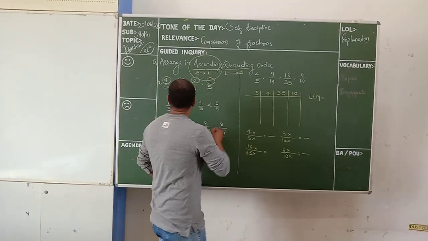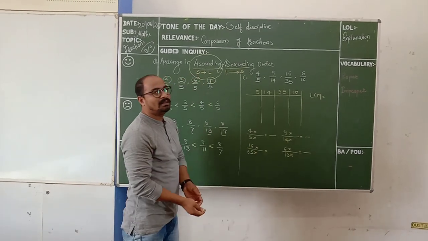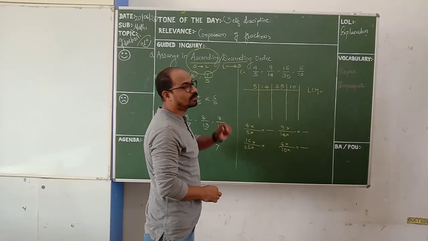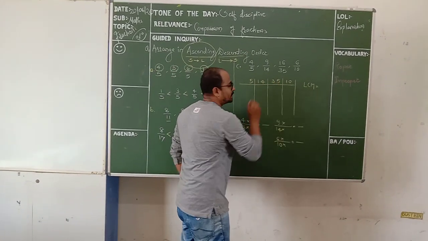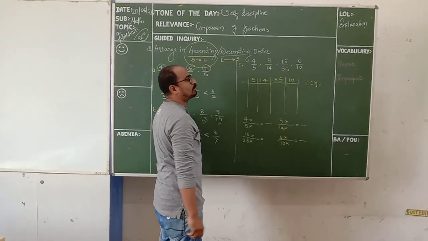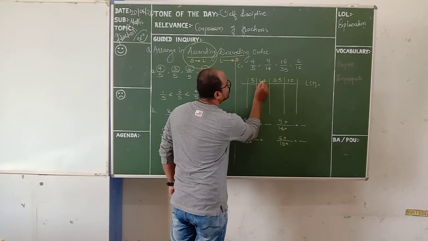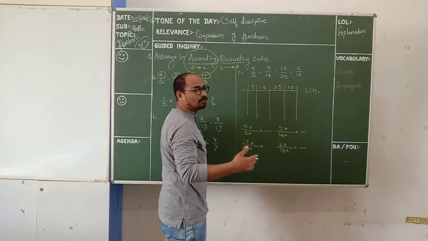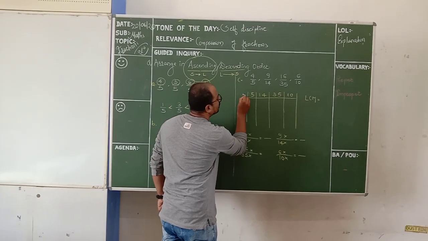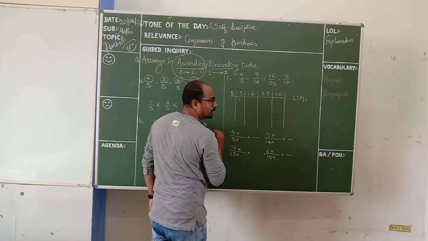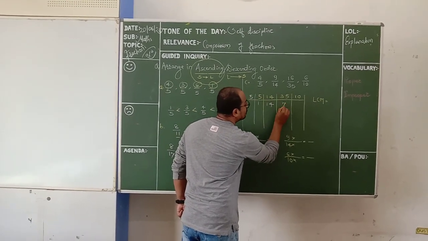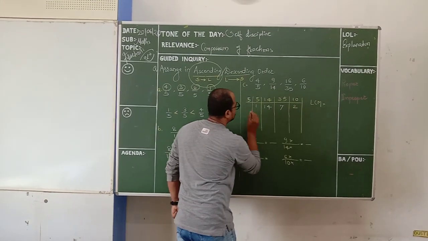Now the third example, where all fractions have different denominators. At that time you have to take the LCM of the denominators with the common division method. Here we find the LCM of the denominators 5, 14, 35 and 10. We use the common division method and divide by prime numbers. First I divide by 5: 5 on 5 is 1, 14 I write as it is, then 35 is 5 sevens, and 10 is 5 twos.